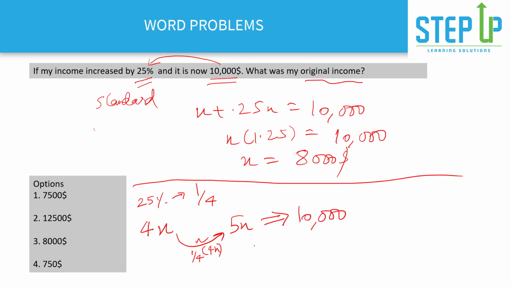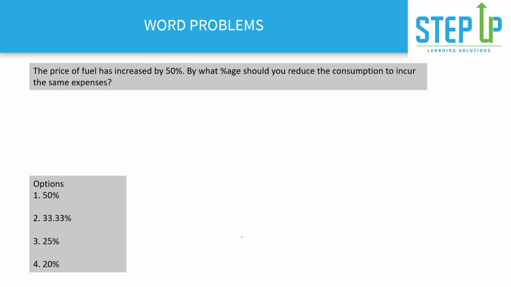The new income. So what is x? X is the multiplying factor, it is 2,000 here. So if x is 2,000 here, your original was actually 8,000. Simple. Moving to the next question.